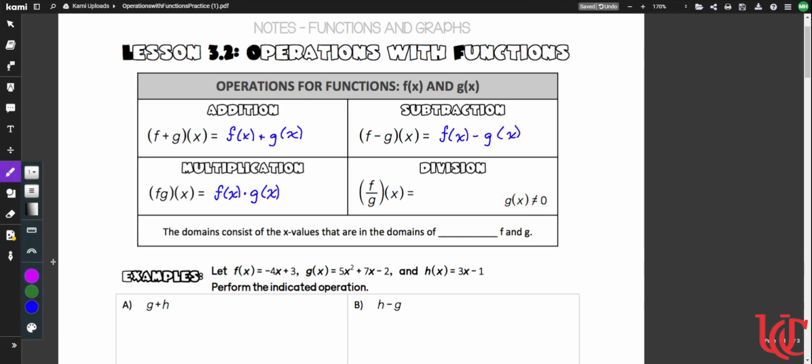Now, be careful with this last one. It gets a little confusing just because they give us a little bit more information. This just means we're controlling it so you won't divide by 0.